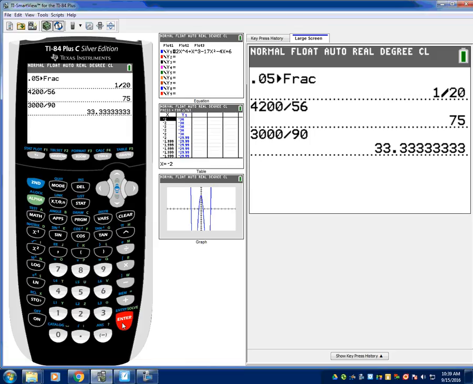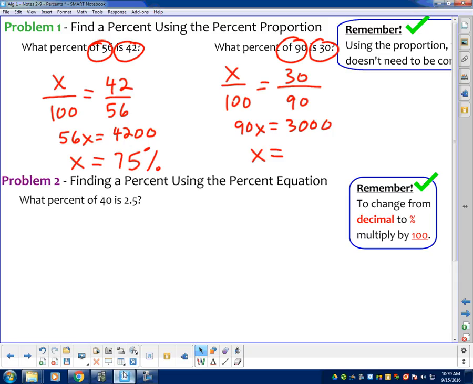And I get 33.3%. So going back over here, x equals about 33.3%. All right, the second problem, it says finding a percent using the percent equation.